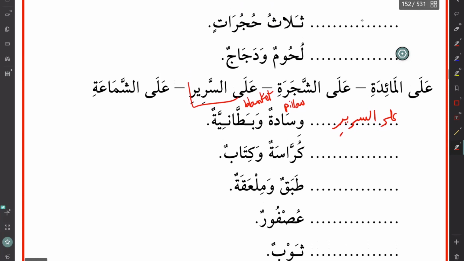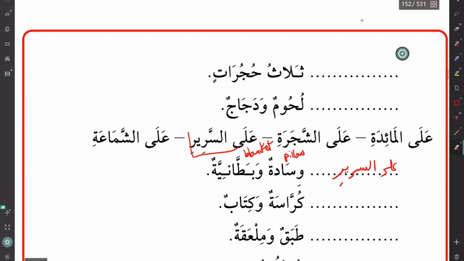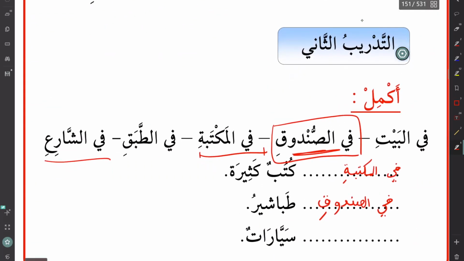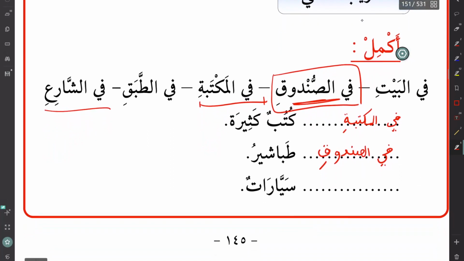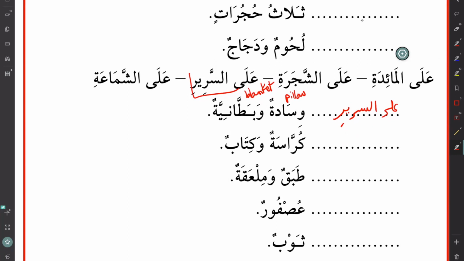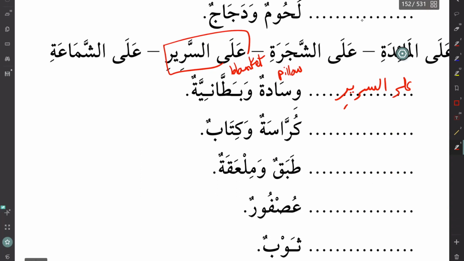Where do we find them? I don't see a good one. I mean, I don't know. It doesn't matter. It doesn't have to. I mean, you can say there is a notebook and book on the sarir. You can reuse the same place, right? You can say ala sariri kurasatun wa kitabun. That's fine, right? And then we have tabakun wa mil'akatun.